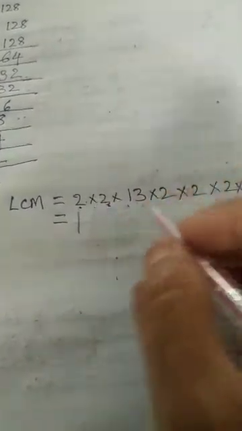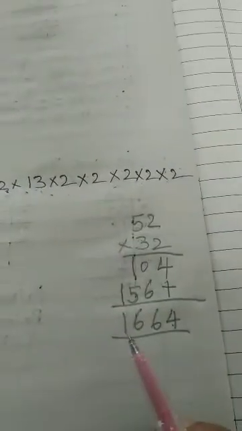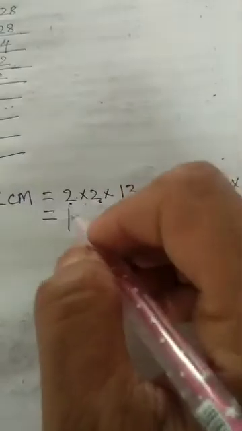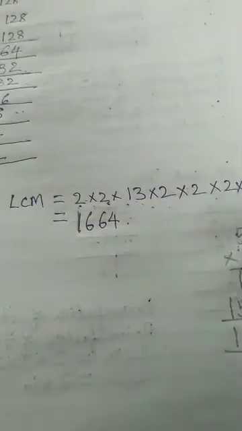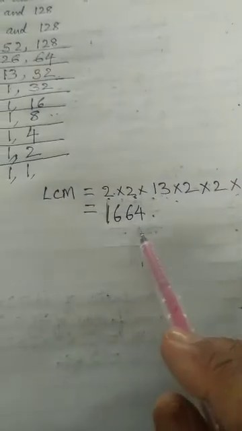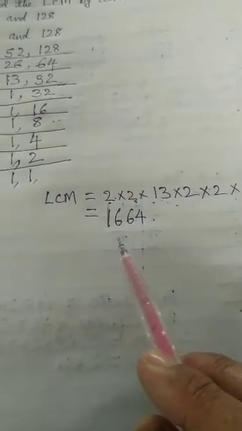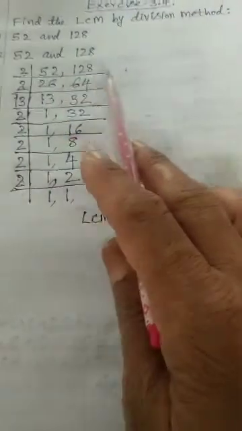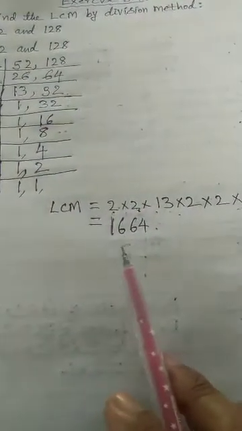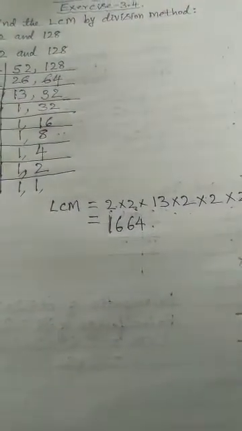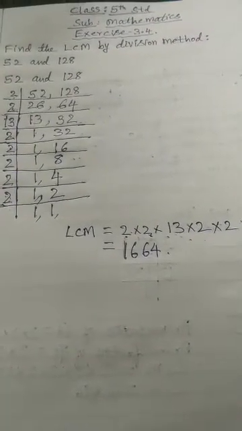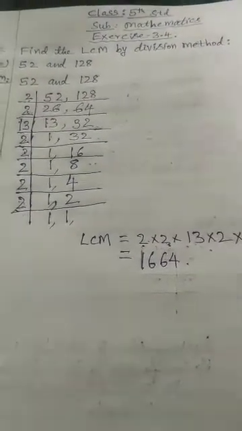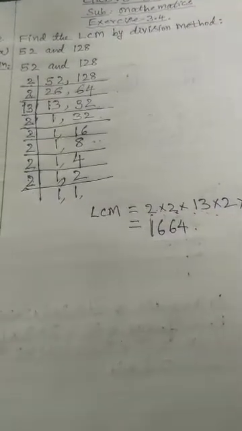So after multiplying all these numbers, you will get 1664. Write here 1664. This is the LCM. So what is the LCM of 52 and 128? It is 1664. This is how you have to find the LCM by division method. Understood? Second one we'll see.